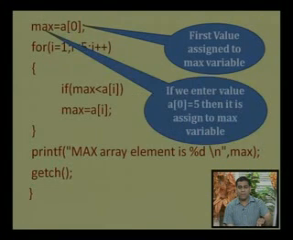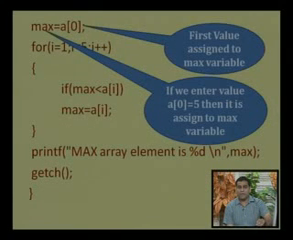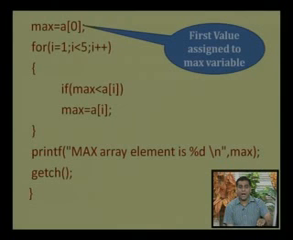What is the value of a of 4? Now 10. So it will check: 9 less than 10. Yes, so it will go inside the loop and assign max equal to a of 4. What is a of 4? That is 10. So finally the value of max is 10. And then i will be incremented again. Now i will become 5. It will check: 5 less than 5? No. So it will jump out of the loop and print the maximum element from the array.